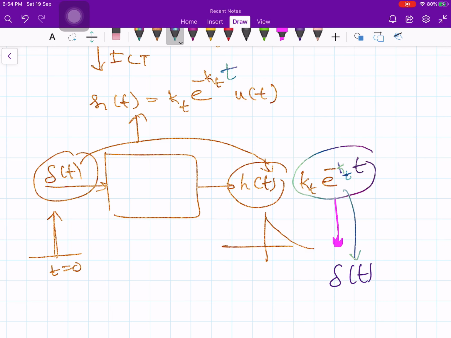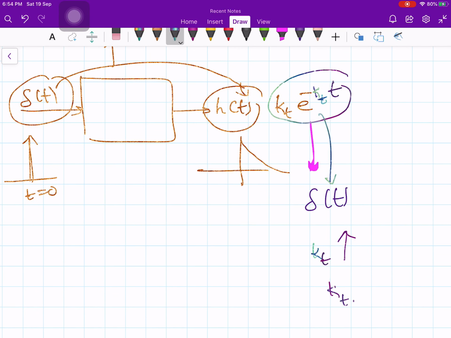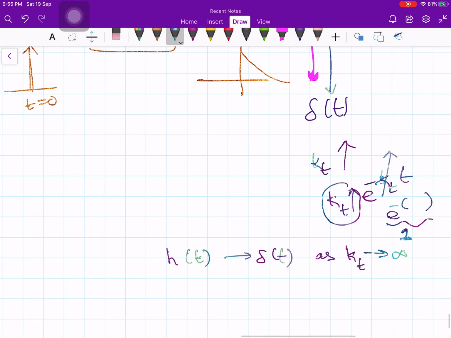Now somehow I would like to make this exponentially decaying function into del of t. What can I do? You increase K_t, keep on increasing. If you keep increasing, K_t increases, multiplied by e to the minus K_t t. If K_t increases, e to the minus large value, so this will be e to the power minus infinity. It will be a very small value. Therefore, your signal will be concentrated at t equals 0 only. Therefore, your h of t becomes del of t as K_t tends to infinity. In that case, your theta of t becomes your phi of t. That's it for large loop gain. So no matter how you look at it, we reached the same result.